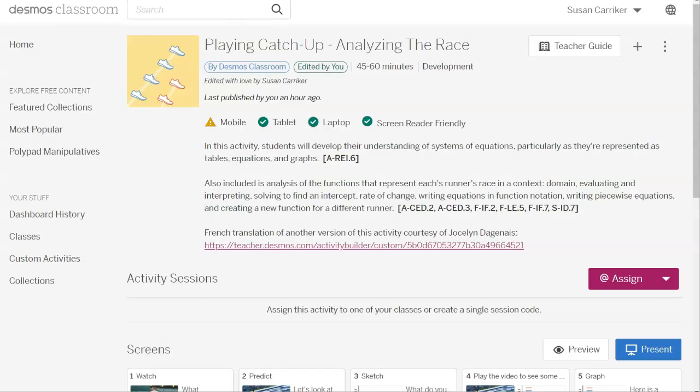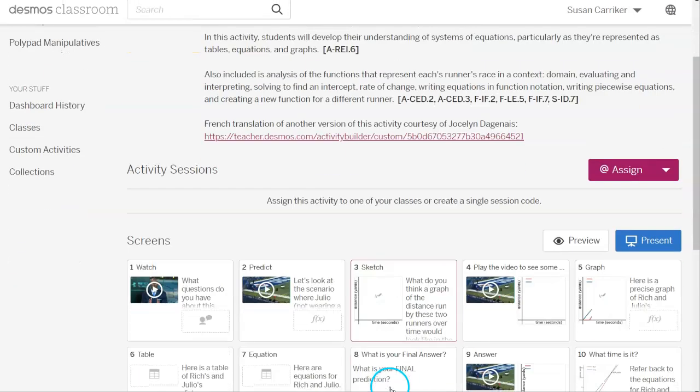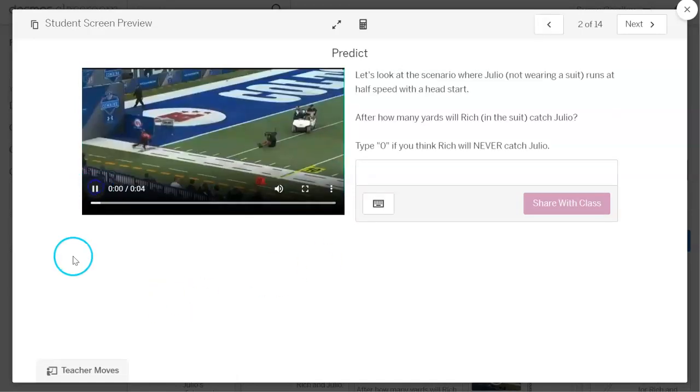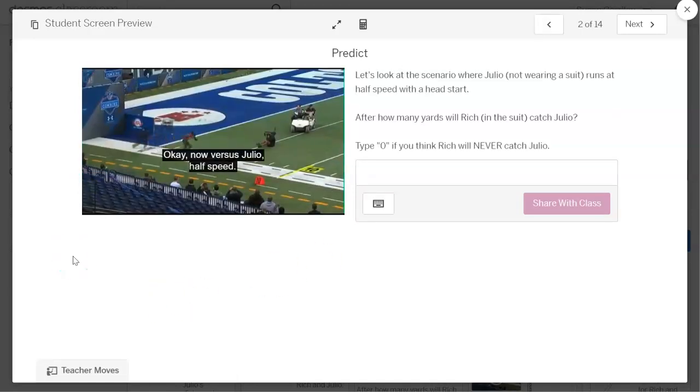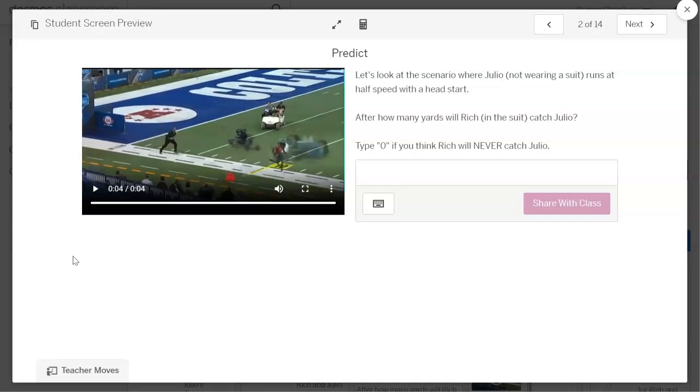This activity is going to be about a race between 2 individuals, and in this race they're going to watch a video. As you see, there are 2 men in the race, and the goal is to predict where the man in the suit will catch the man that's not in the suit, and that's kind of the whole task. So they will be writing a system of linear equations to help with that task.